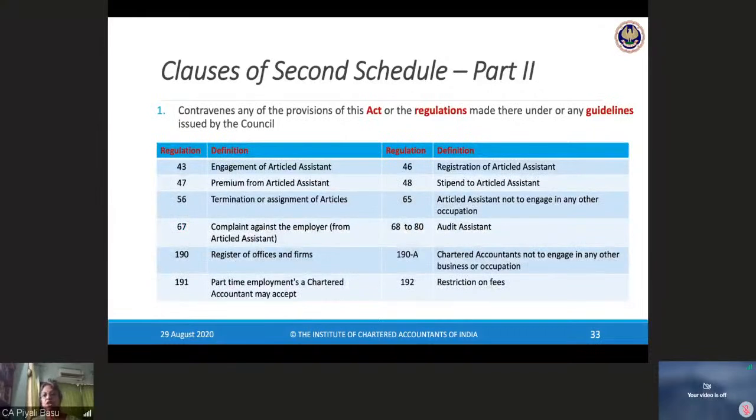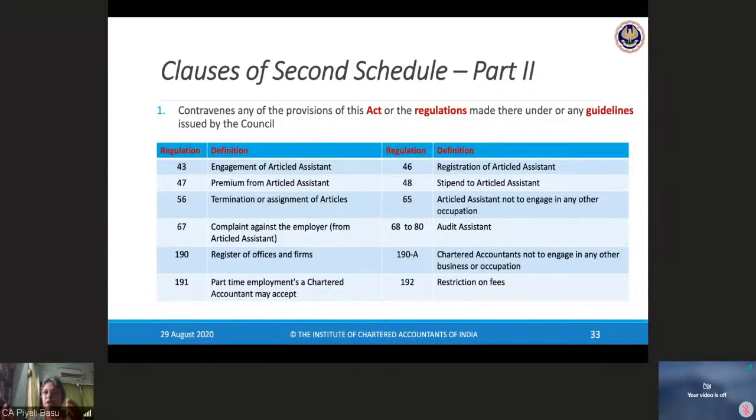So, coming to part 2 of the second schedule. I have made some highlights here. Please note this. We will be discussing shortly. Contravenes any of the provisions of this Act, the Chartered Accountants Act, regulations and guidelines, the Chartered Accountants regulations and guidelines given by the council, and regulations of the institute and the council's guidelines.